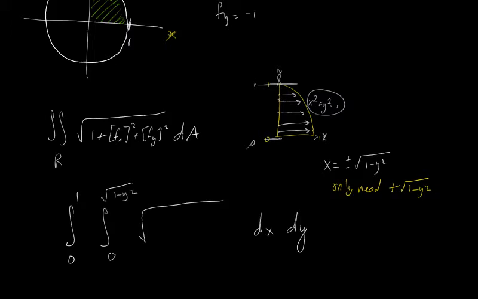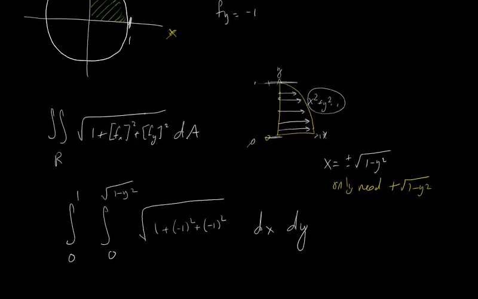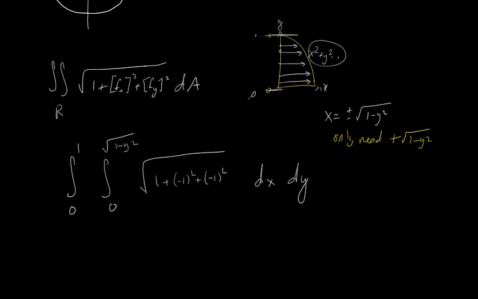Okay, so then here's what we have. We have 1 plus negative 1 squared plus negative 1 squared. That was our 1 plus f sub x squared plus f sub y squared. And now we're going to integrate that with respect to x. This is going to be the square root of 3. So this is the integral from 0 to 1 of the integral from 0 to square root of 1 minus y squared of the square root of 3 dx dy.